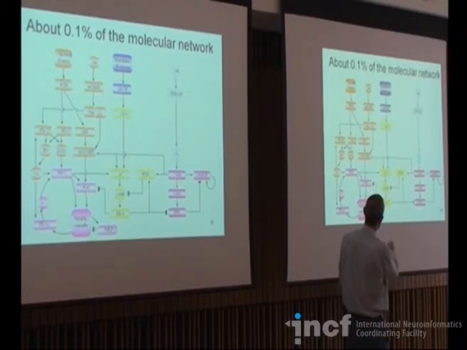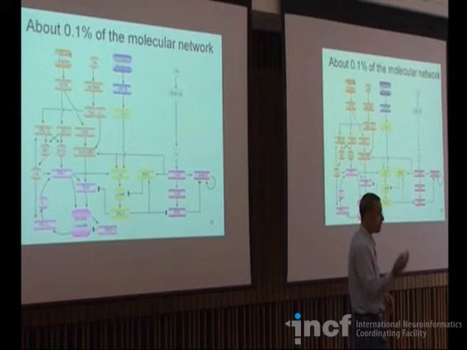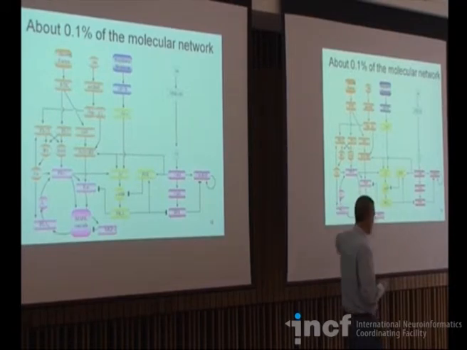So for example, binding of that to its receptor is one kind of event. But the phosphorylation of a molecule, which is also represented by an arrow, is a completely different kind of event. Sometimes you have arrows which indicate movement of molecules. So arrows are also very deceptive.